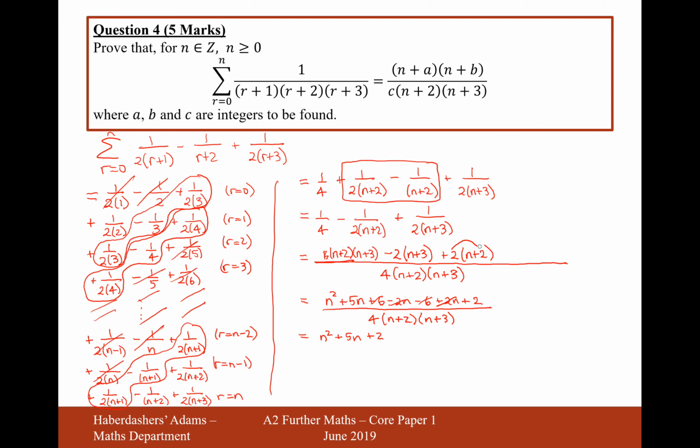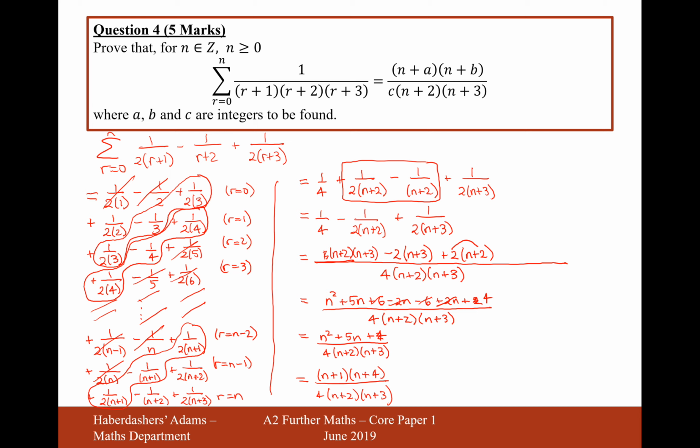Oh no, sorry, when you expand the 2 with the 2 here, you get 4 on the back here, so it's plus 4 on the back. So plus 4 over 4(n+2)(n+3). And then we factorise to give our final answer of (n+1) times (n+4) over 4(n+2)(n+3).